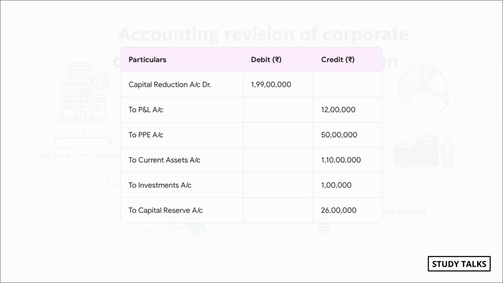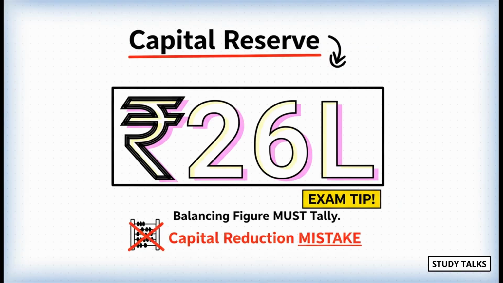Okay, so we filled up our reconstruction fund. Now it's time to use it. We debit the capital reduction account to write off all the junk on our balance sheet. The debit balance in the P&L, the overvaluation in our assets, everything. We're literally cleaning the slate. But hang on, what happens if we have some money left over in the fund after we're done cleaning up? Where does that leftover balance go? It goes straight to the capital reserve.